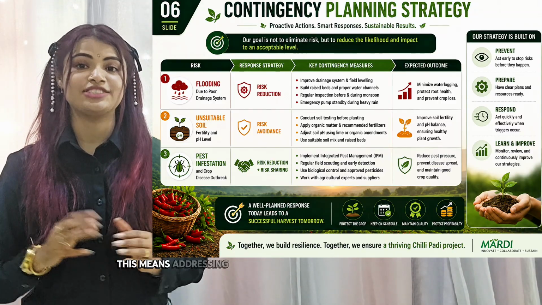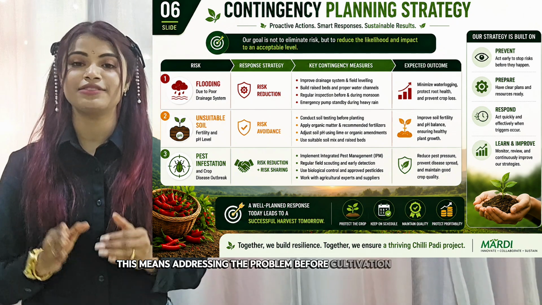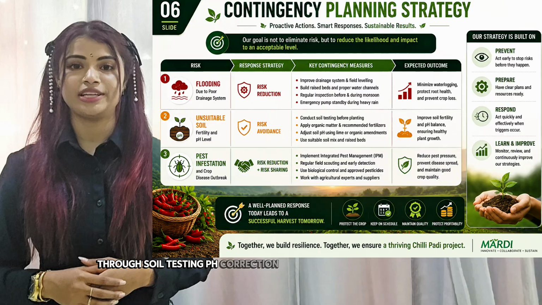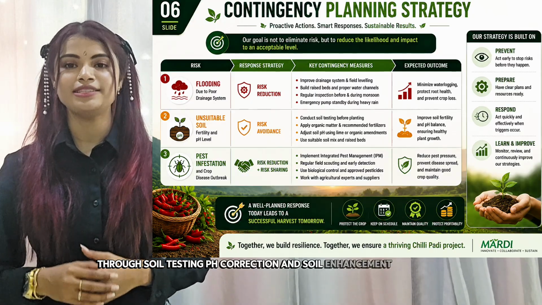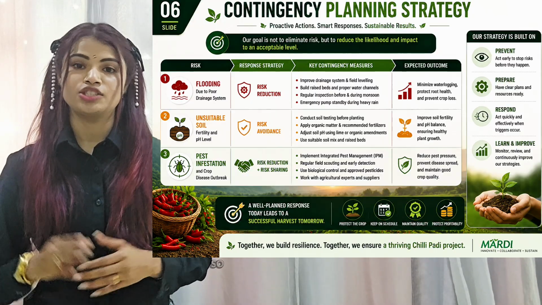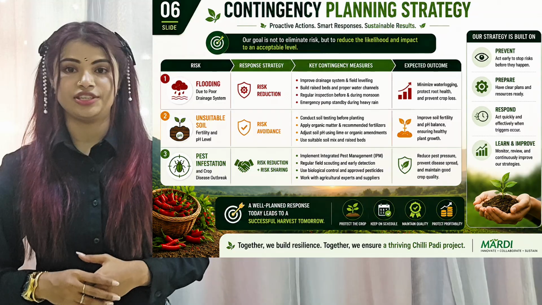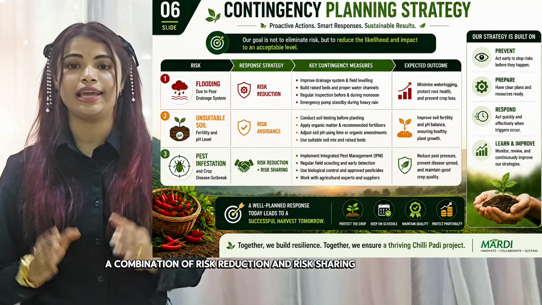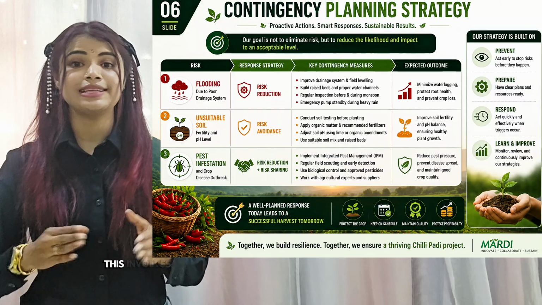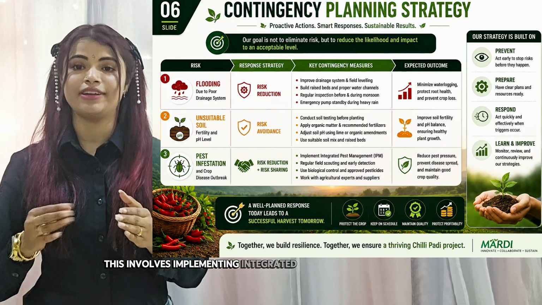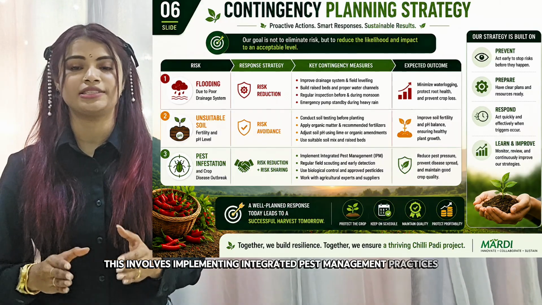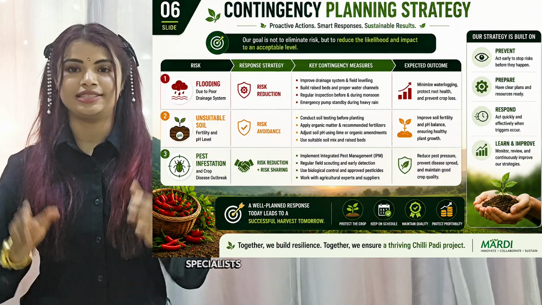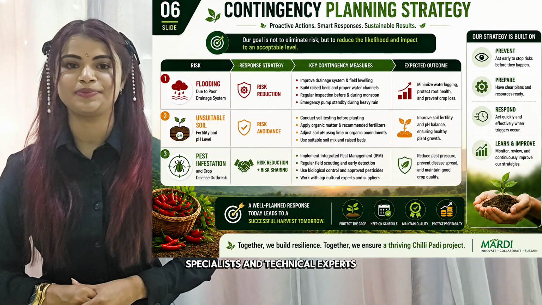For unsuitable soil condition, risk avoidance was selected. This means addressing the problem before cultivation begins through soil testing, pH correction, and soil enhancement programs. For pest infestation, a combination of risk reduction and risk sharing is recommended. This involves implementing integrated pest management practices while working closely with agricultural specialists and technical experts.